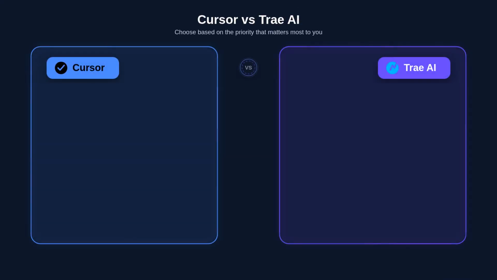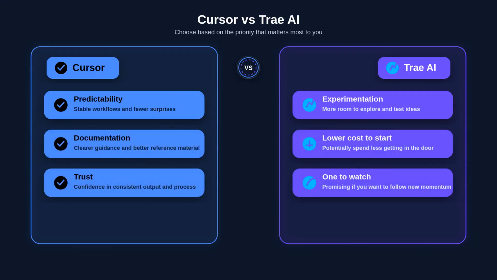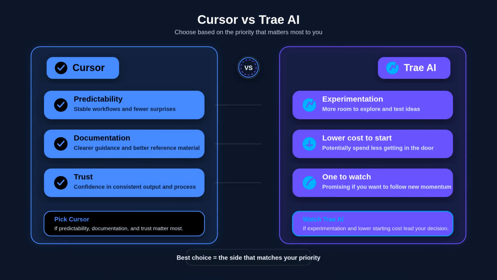If you're a professional developer, a team lead, or buying for a company, pick Cursor. If you're a solo builder, indie hacker, or you just want to test a more agent driven workflow that goes beyond code, pick Trae AI. If you care most about predictability, documentation, and trust, pick Cursor. If you care most about experimentation and possibly spending less to get started, Trae AI is the one to watch.